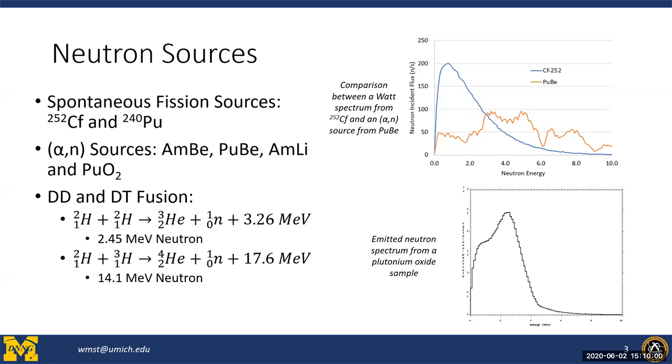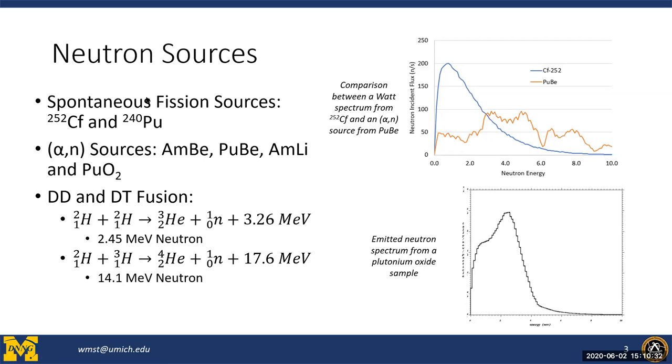You can see the californium gives us our standard Watt spectrum, what we expect from a fission source. However, for the alpha-n spectrum, due to the alpha particles of different energies interacting with the beryllium, we get all this different structure and a different energy range. If we look at the average energy for the plutonium-beryllium, it's about 4.5 MeV, whereas the average emission for the Watt spectrum from californium is about 2 MeV.